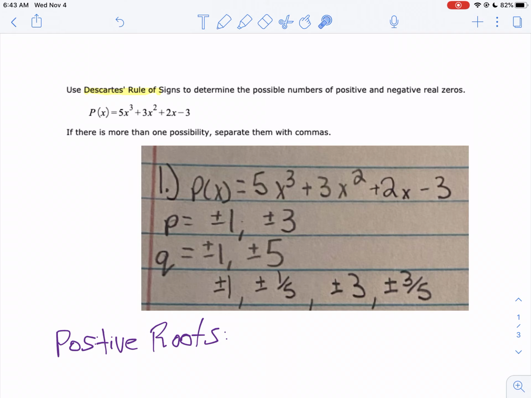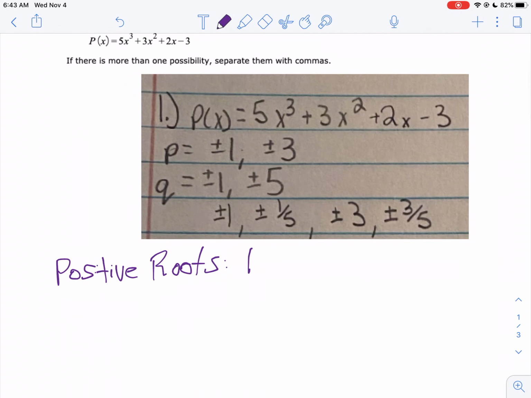So if I look here, we start positive, it stays positive, it stays positive. Oh, it switches. So you have one sign change, so you have one positive root. It could go down by an even number, but in this case, you can't have less than 0. So you just have one positive real root.